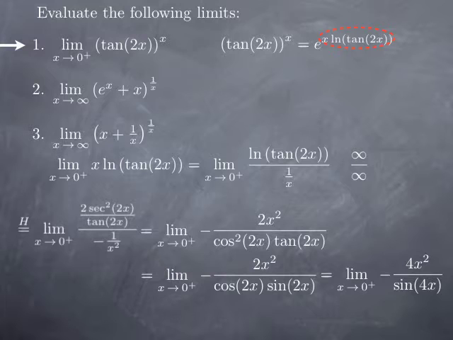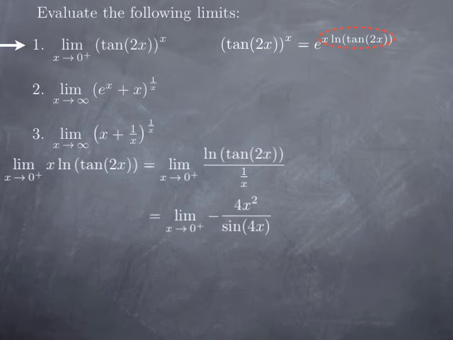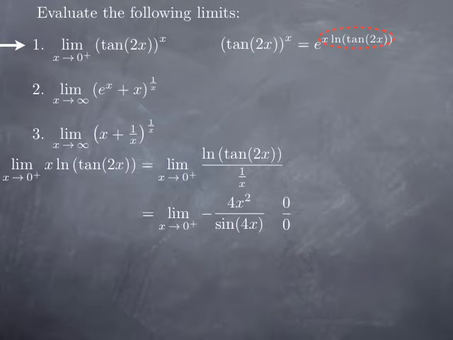If I plug 0 in this, I get 0 at the top, I get sine 0, which is 0 at the bottom. So this is an indeterminate form of the type 0 over 0. But I can use the rule of de L'Hopital for something like that. So we obtain the same limit as the limit of the quotient of derivatives. The derivative of the top is 8x, of the bottom is 4 cosine 4x. And now if I plug x equals 0 in this, I get 0 at the top, and I get 4 times cosine 0, in other words 4 at the bottom. 0 over 4 of course is 0, so this is our limit.